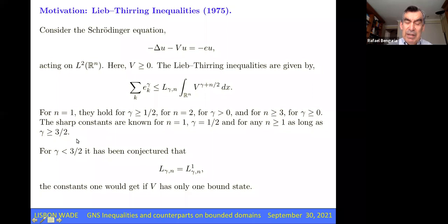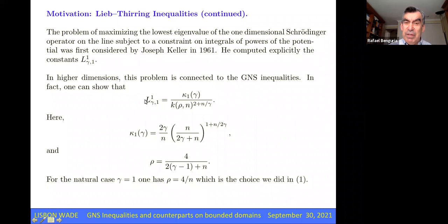It has been conjectured, and there are lots of new results about that conjecture in recent years, that when the exponent gamma is less than three halves, where we don't know the sharp values, the best constant L gamma n for the Lieb-Thirring inequalities should be obtained when the potential V has only one eigenvalue, and that's why we call it L1 gamma n. So the conjecture says that the constant one would get only if V has only one bound state. And in that case, you can solve it exactly.